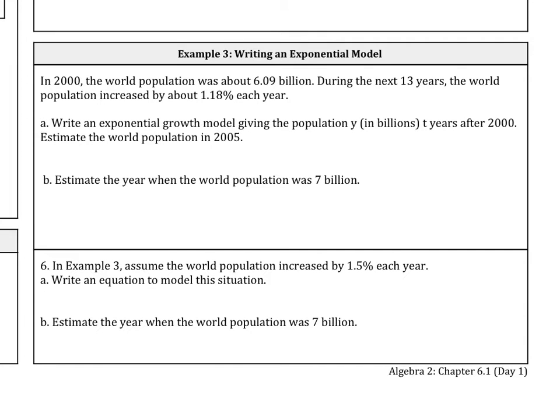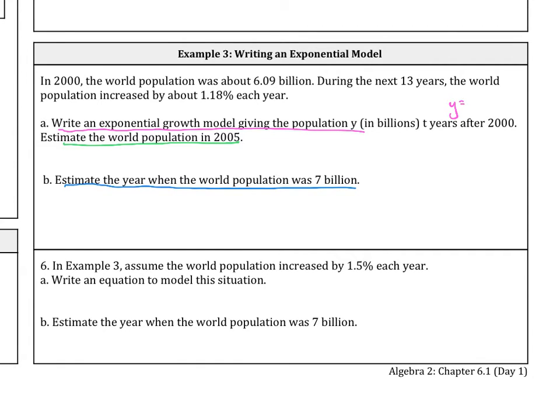So example 3, we're going to write an exponential model. In 2000, the world population was about 6.09 billion. During the next 13 years, the world population increased by about 1.8% each year. So 3 things we're going to do. 1, we're going to write an exponential growth model given by the population. Then after that, we're going to estimate the world population in 2005 using our model. Then last, we're going to estimate the year when the world population was 7 billion. So let's start with the first one.